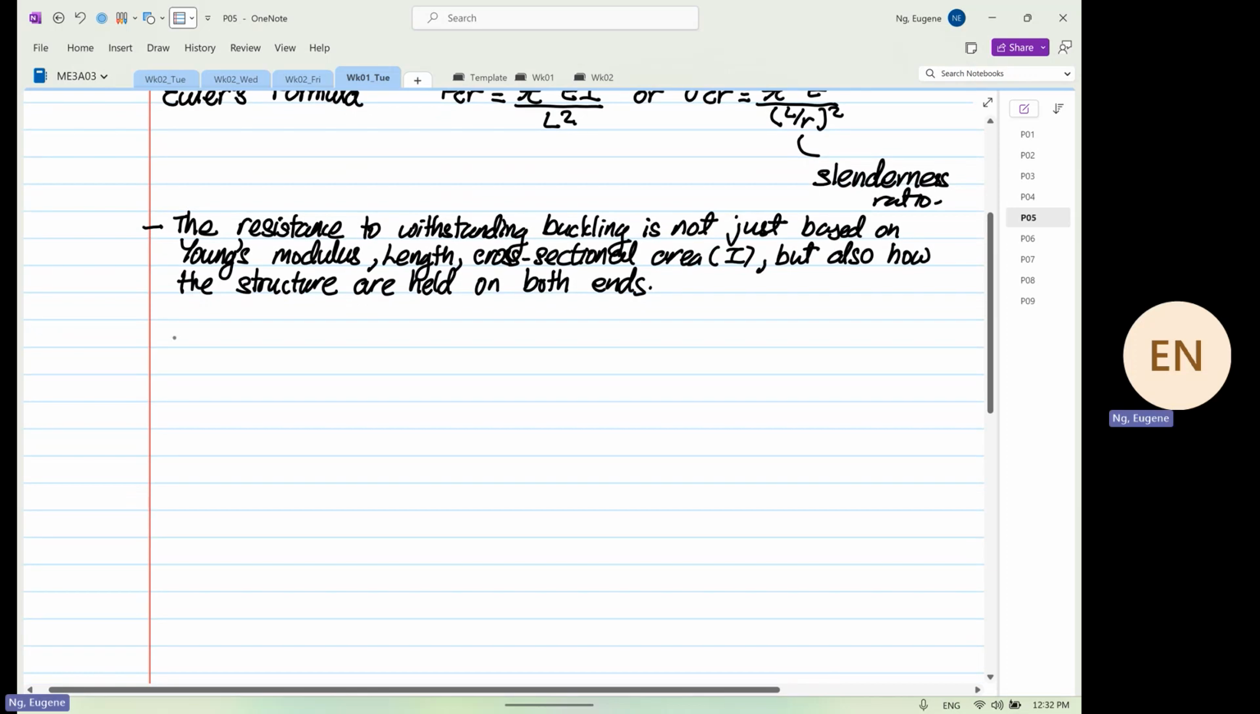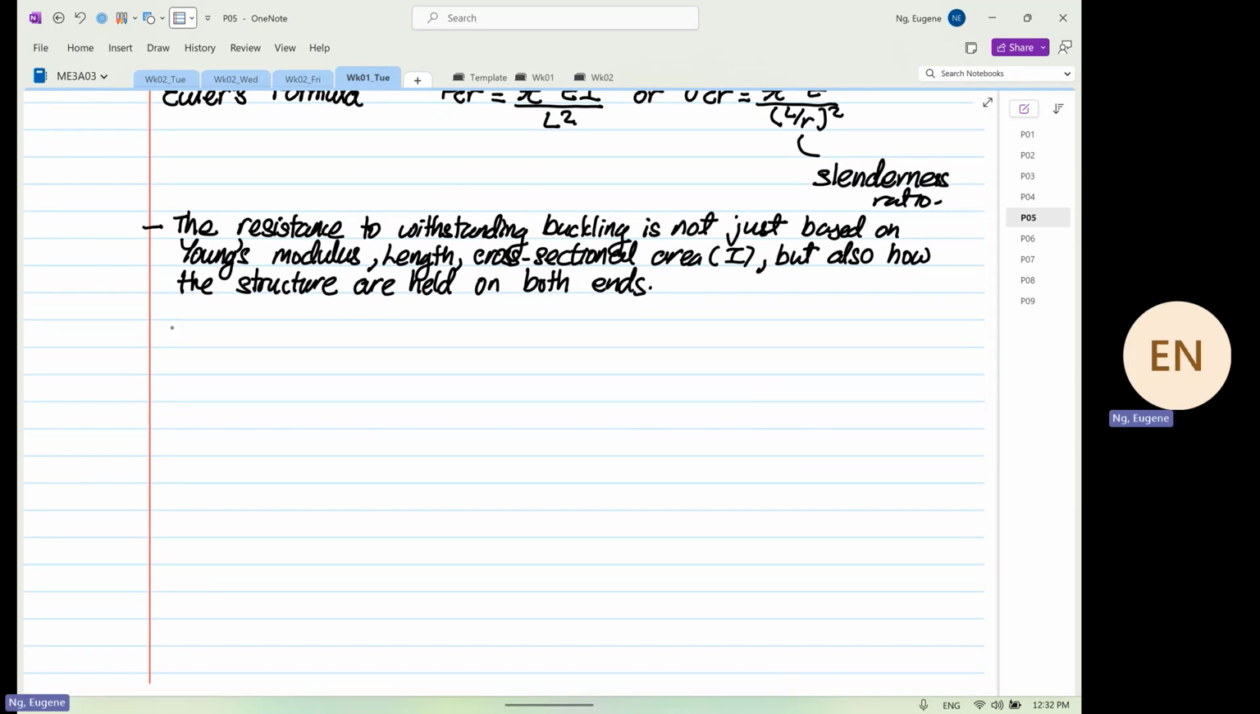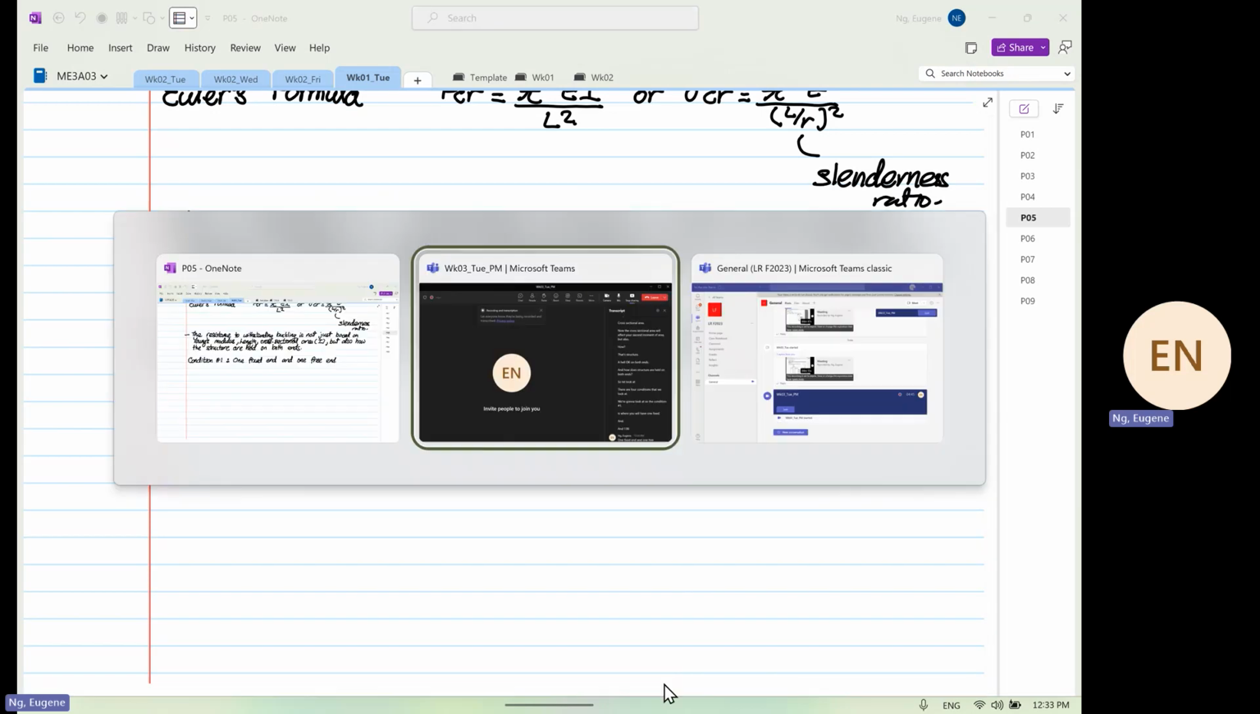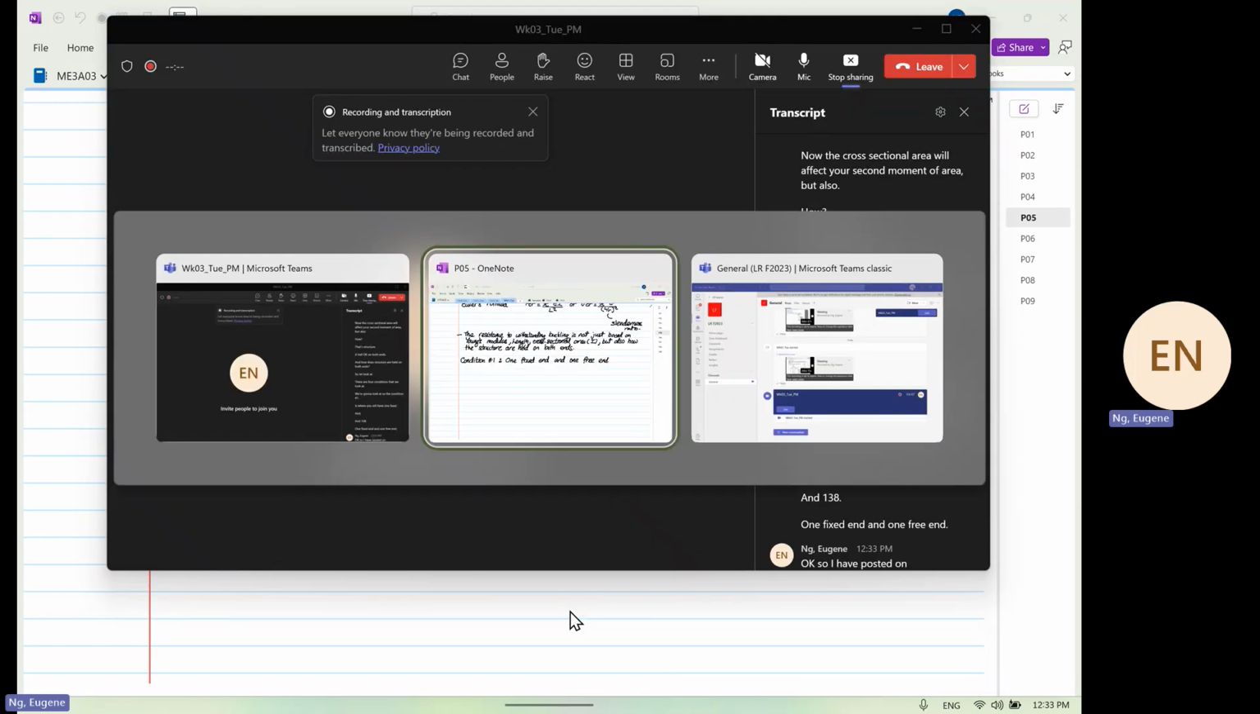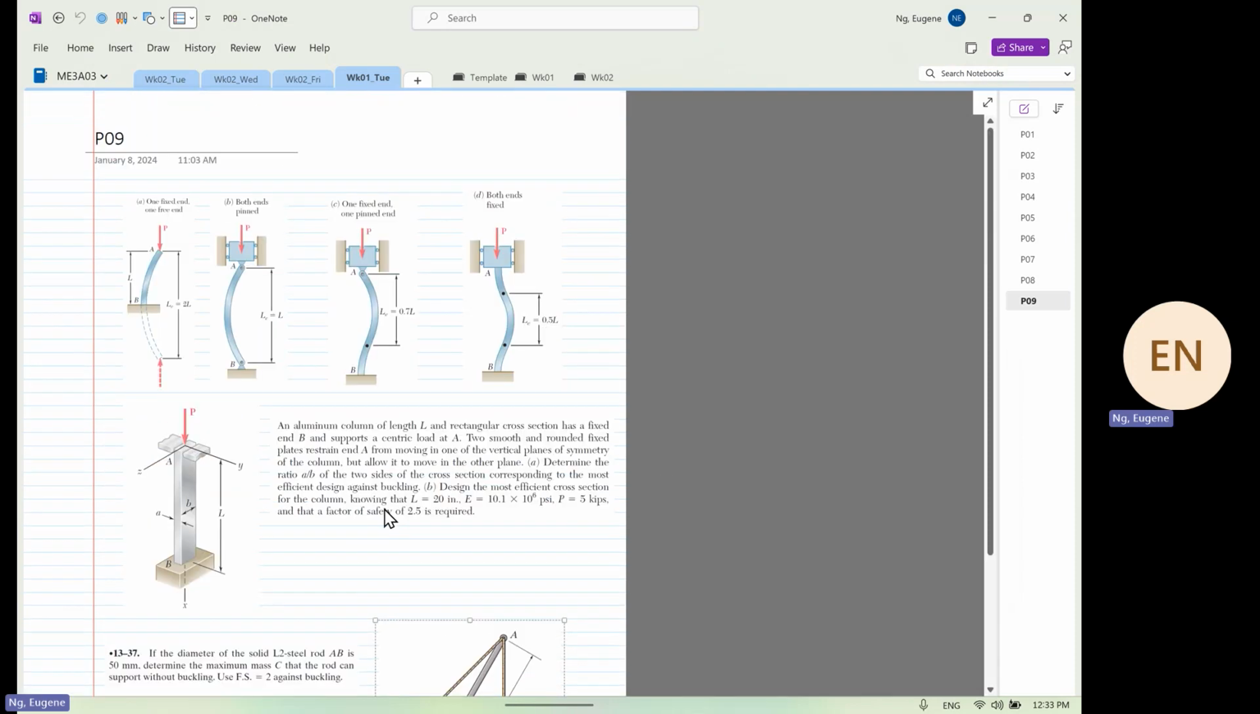So let's look at this. There are 4 conditions that we're going to look at. So condition number 1 is where you will have one fixed end and one free end. One fixed end and one free end. Okay, so I have posted these images on Avenue to Learn. Can you all get them, please? Okay, so they're on Avenue to Learn.